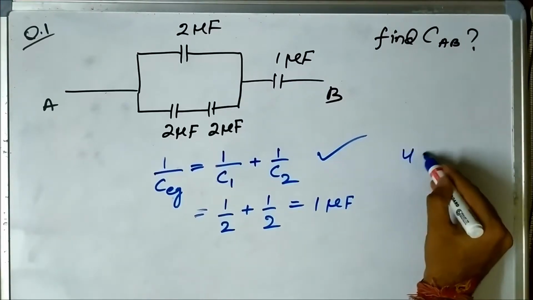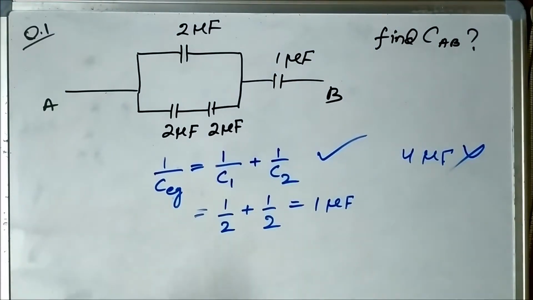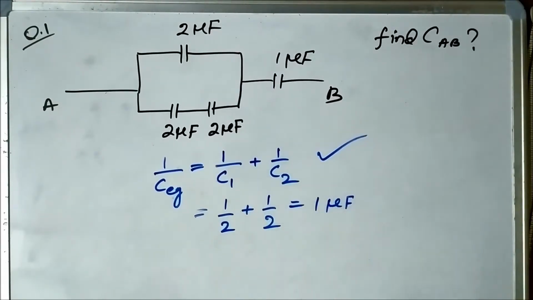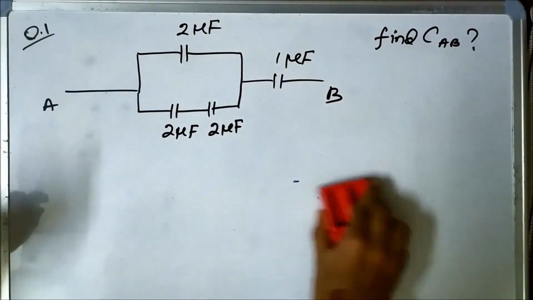So if you write it as 4 microfarad, simply adding them, it will be wrong, because most of the time students confuse that resistors, inductors and capacitors follow the same formula for series and parallel connections. Only resistors and inductors have similar formulas for series and parallel connection. In case of capacitors, it is the opposite. So the correct value is 1 microfarad, from 1 by C equivalent is equal to 1 by C1 plus 1 by C2. Now the equivalent capacitance of this combination of two capacitors is 1 microfarad.